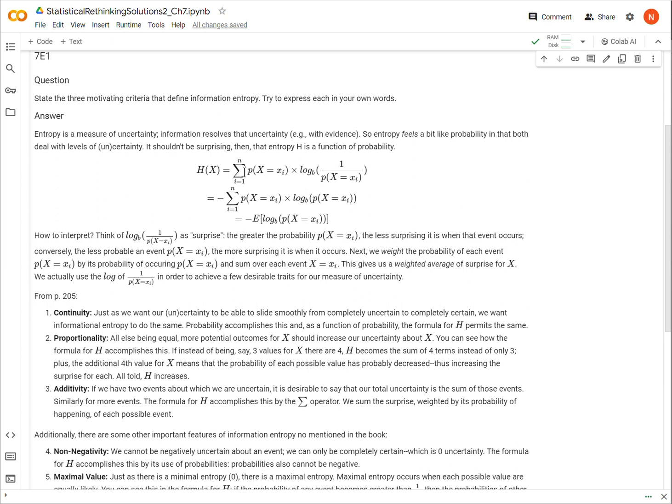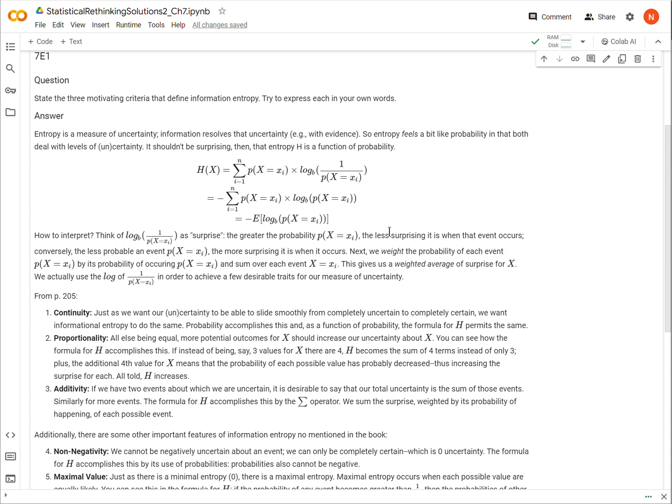Okay, so the book is using probability of rain and probability of no rain, basically, or of sun or something like that. And so I would like to say that my total uncertainty about the weather is the sum of my uncertainty about each weather event. Okay, and of course the formula here is accomplishing that because we are summing over our surprise. Okay?